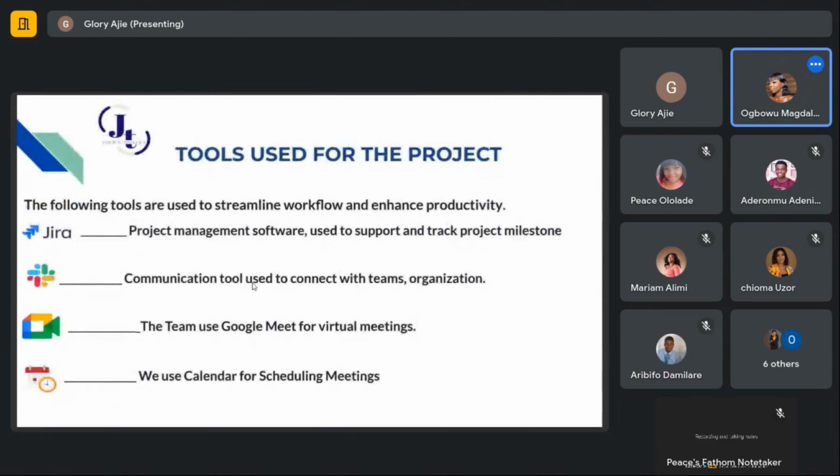The next slide. So for the tools we use, as me being the virtual assistant at Jamotech, for this internship we use Jira, which is project management software, to support and track project milestones. We use Slack for communication operations, and we use Google Meet for our virtual meetings. We use a calendar for scheduling meetings.